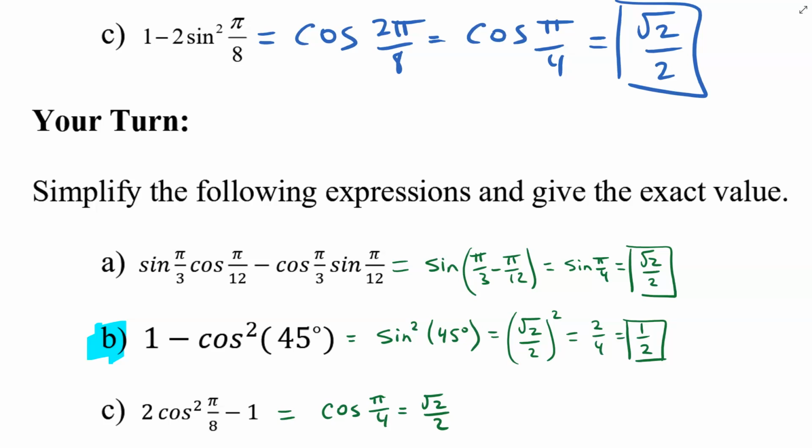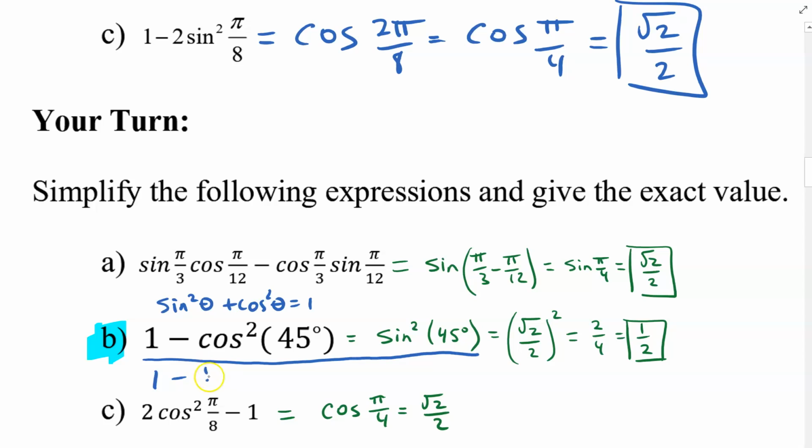Now this second one may be a little bit tricky because you couldn't find it right away. If you recall from the previous lesson, sine squared theta plus cos squared theta is equal to 1, I can subtract cos squared theta from both sides. That's why 1 minus cos squared of some angle is equal to sine squared of that angle. So sine of 45 degrees is root 2 over 2. When you square that, you end up getting a half. You could have also just found cos squared of 45 degrees, 1 minus a half equals a half, and still get the same answer.